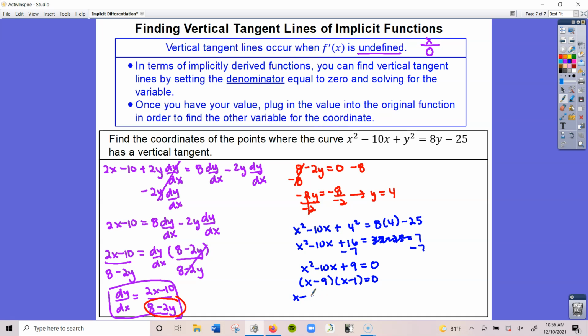And now we make each individual factor equal to 0, and we get that x is equal to 9, and x is equal to 1. So we now have two x values for the same y value. So our coordinates where we have vertical tangent lines are x is 9 with the y of 4, and x is 1 with the y of 4 as well. So that's finding tangent lines, both vertical, horizontal, and at particular points of implicit functions.